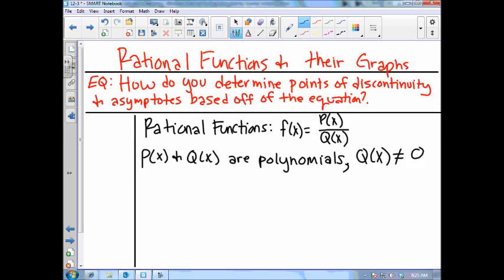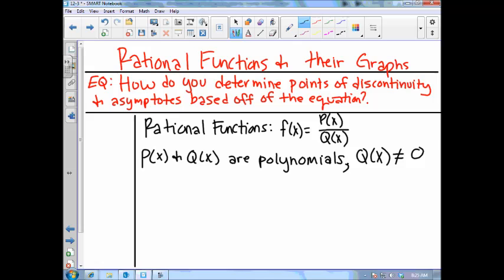Right, we're not allowed to divide by 0. What's it called when you divide by 0 and get an error? Really close, not undetermined, but undefined. You can't divide by 0. So the polynomial in the denominator can't be 0.